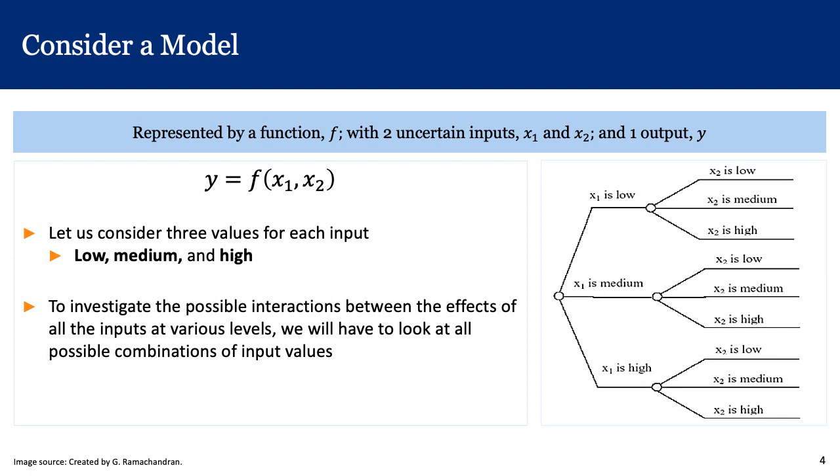So if we want to investigate the possible interactions between the effects of all the inputs at various levels, we'll have to look at all possible combinations of input values. So x1 can be low, medium, high, and x2 can be low, medium, high, which means we'll have 9 possible combinations. So the output variable y can have 9 possible values.